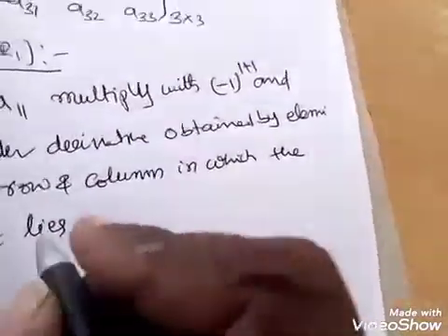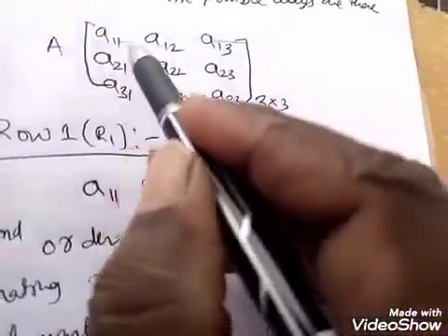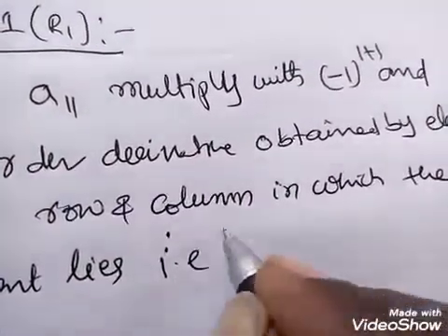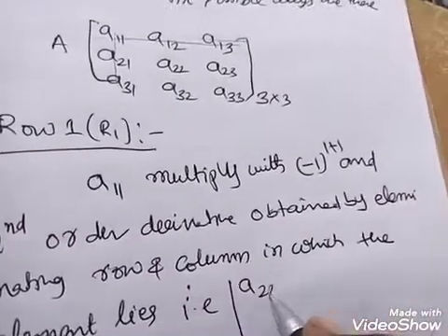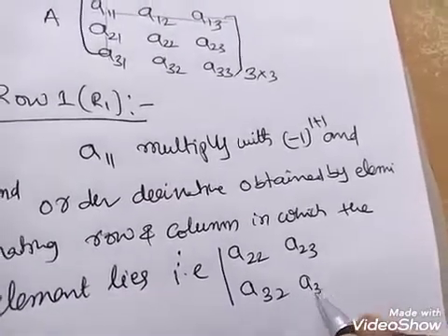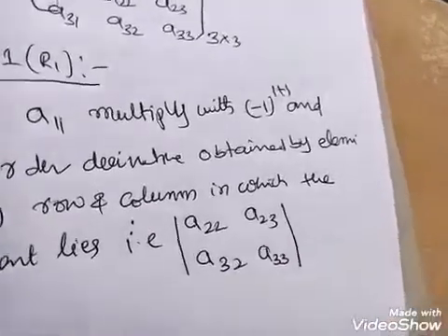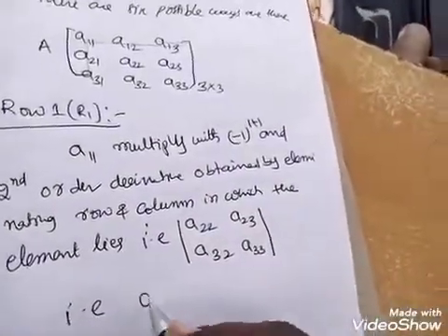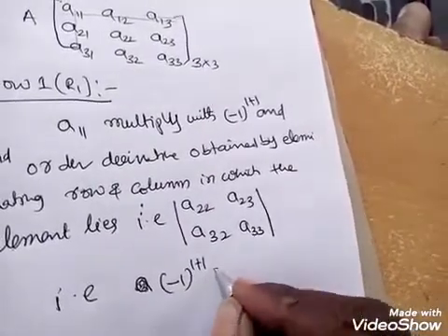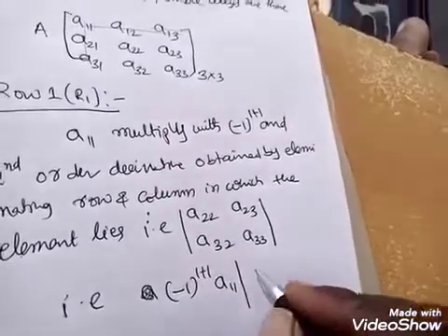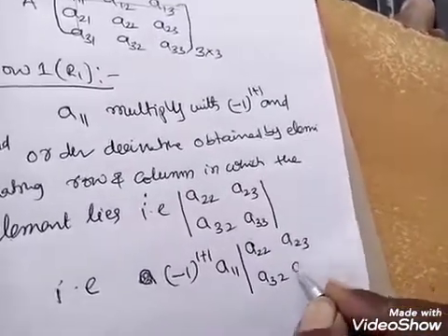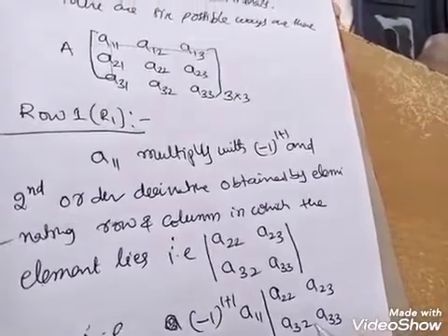If I eliminate this row and this column, what you get is the determinant of A22, A23, A32, A33. So for A11, we get minus 1 power 1 plus 1 into A11 into the determinant of A22, A23, A32, A33.